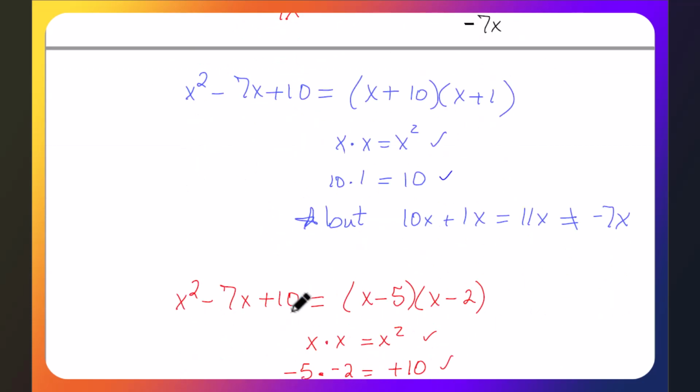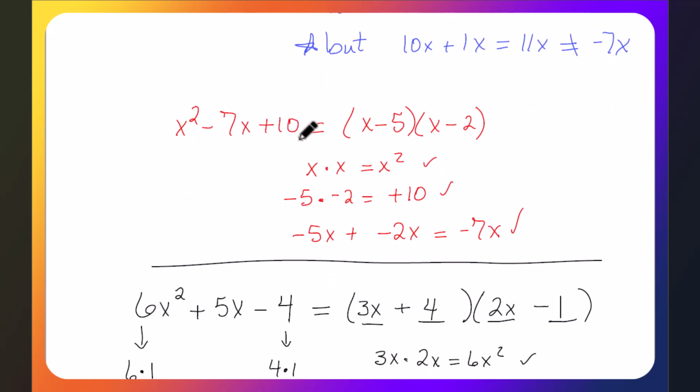What if I factored it as x plus 10 and x plus 1? Well, x times x, yes, x squared. 10 times 1, yep, it does give me the 10, but if you look at the middle and you look at the outside and you add those up, you would get 10x plus 1x, which is 11x, and that's not the middle term.